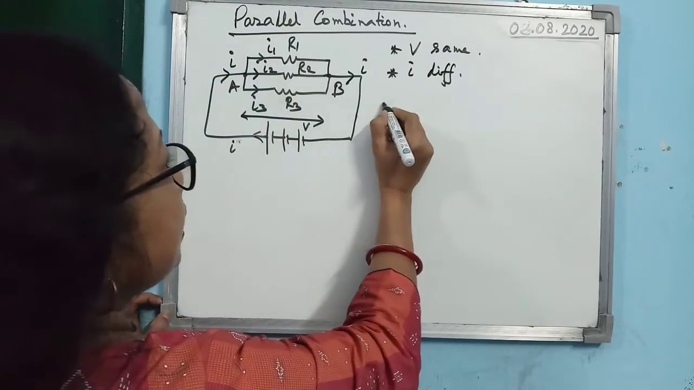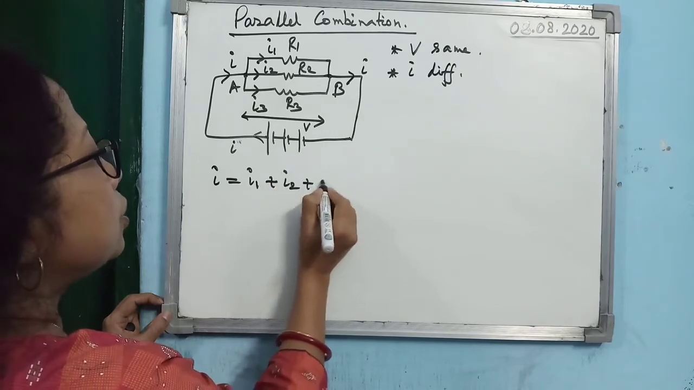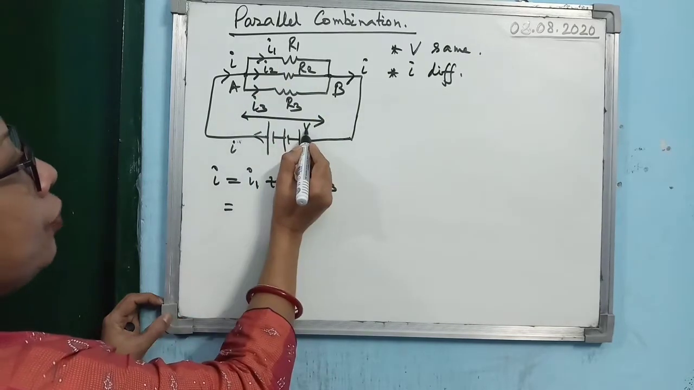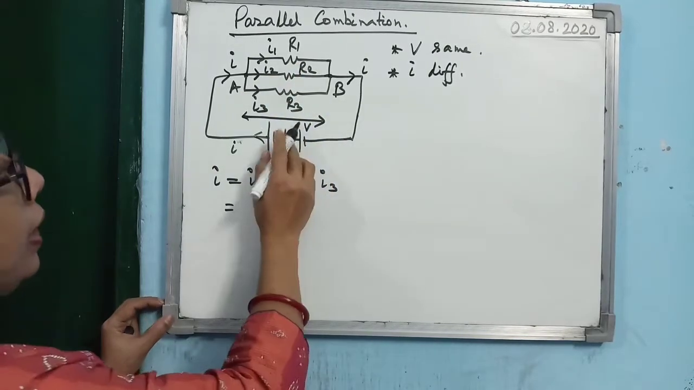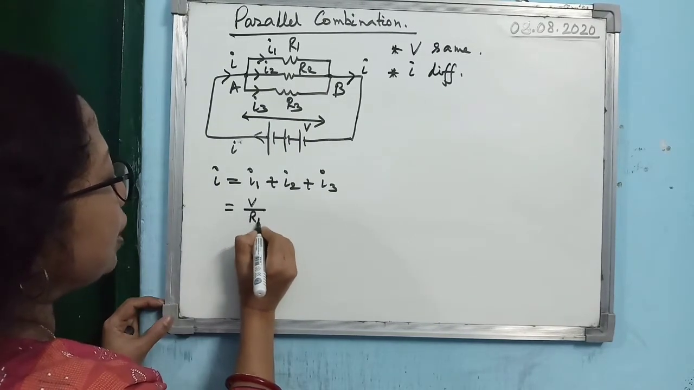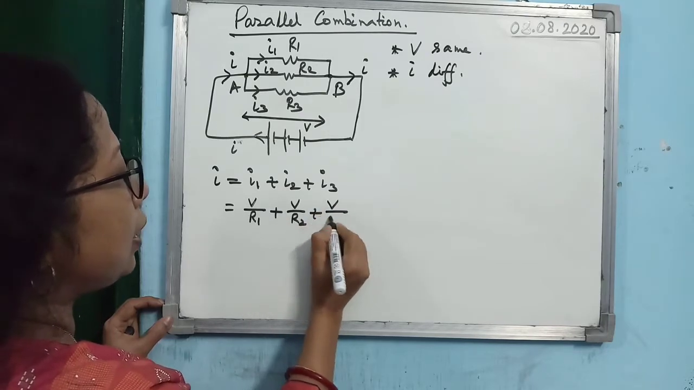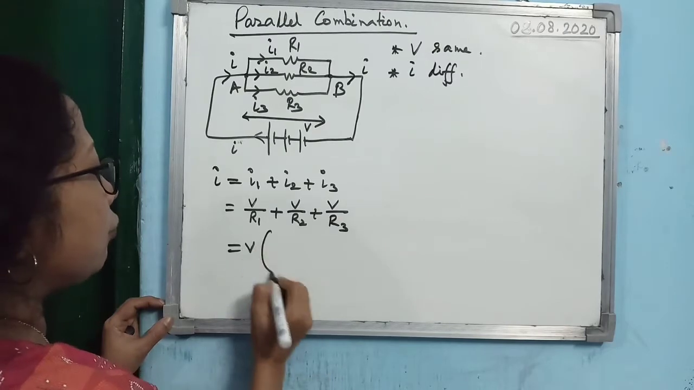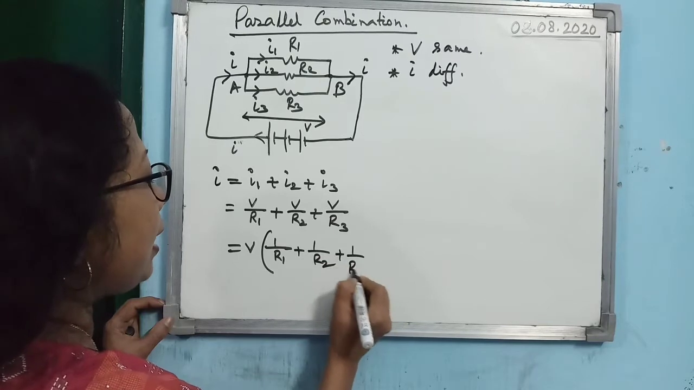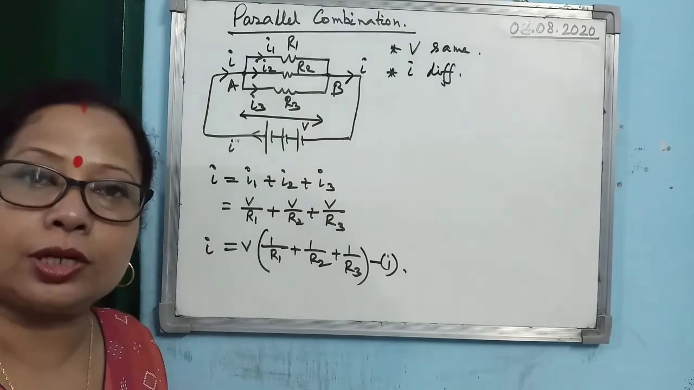Now in this case, you see one can write I is equal to I1 plus I2 plus I3. Alright, and I1, how you can write down? That V is equal to I1 R1, V is equal to I2 R2. So, what will be I1? It will be V by R1. What will be I2? V by R2. What will be I3? V by R3. So, you take V common. It is becoming V into (1 by R1 plus 1 by R2 plus 1 by R3). So I is equal to this. This is the first equation you have got.